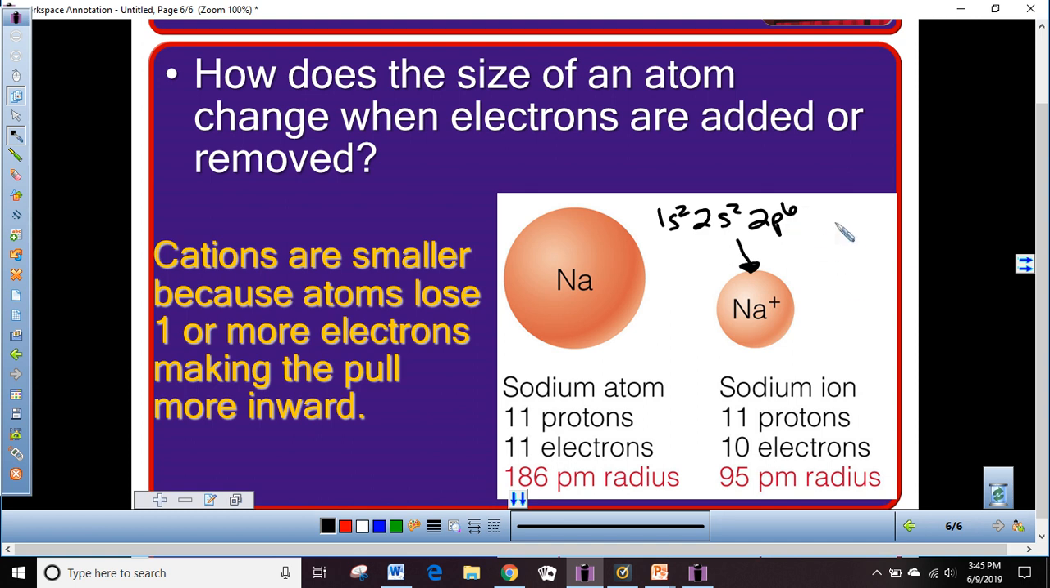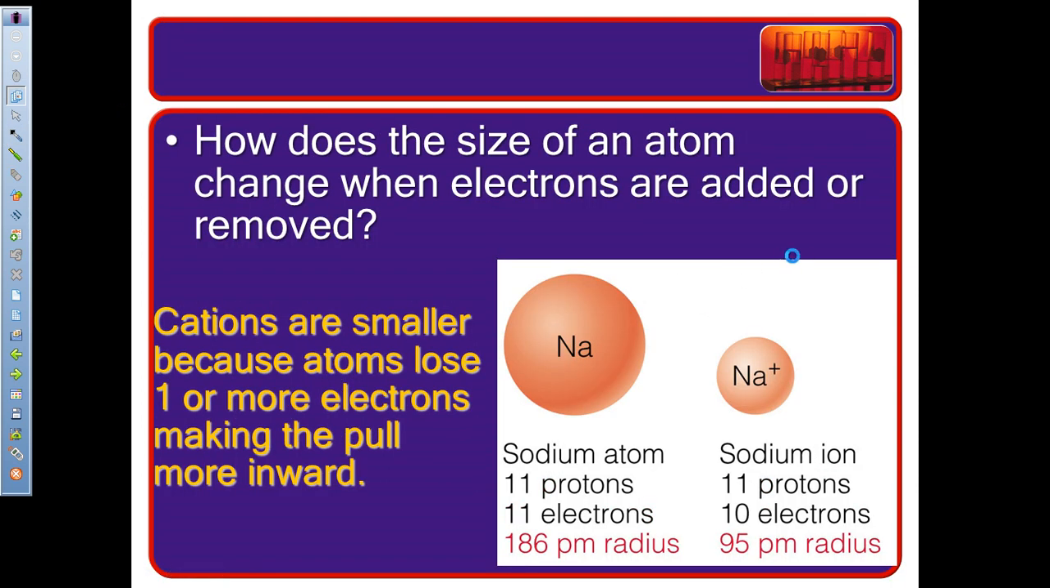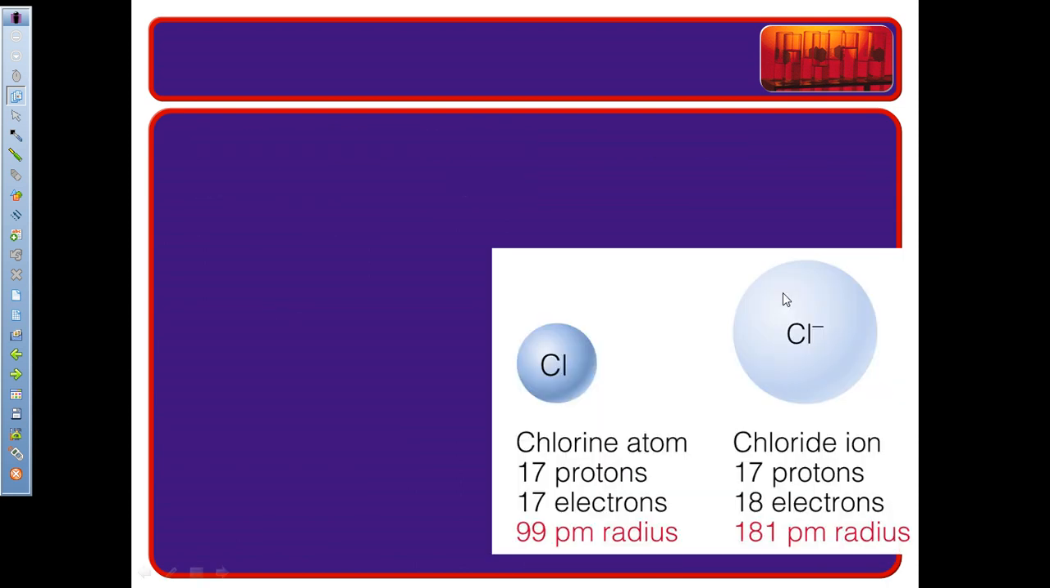It has lost an entire energy level. It's not neon because it hasn't changed the number of protons. So it still looks the same on the inside. It's just a charged particle, but it got smaller. So if cations get smaller, guess what happens to anions? You guessed it. They get bigger.